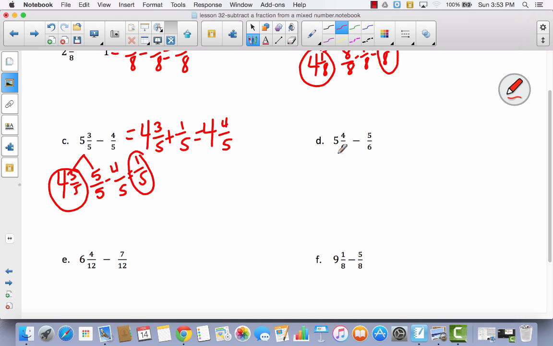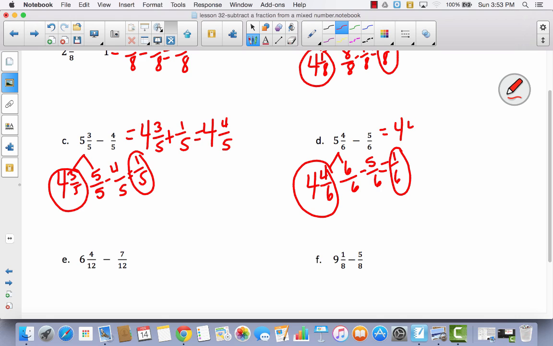All right, let's try D. So we have 4 4/6 and 6 6s. So I've still got 5 4/6. I just decomposed it. So I'm going to take 5 6s from 6 6s, and that leaves 1 6. So now I'm going to add this part of my number bond to what's left over here. So I've got 4 4/6 plus 1 6 equals 4 5 6s.